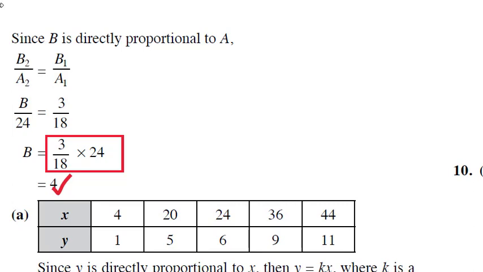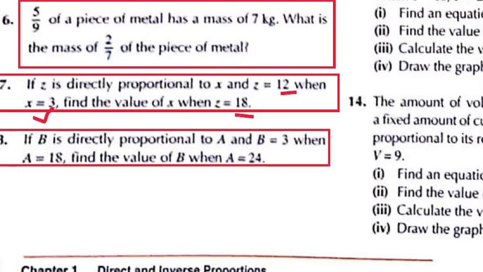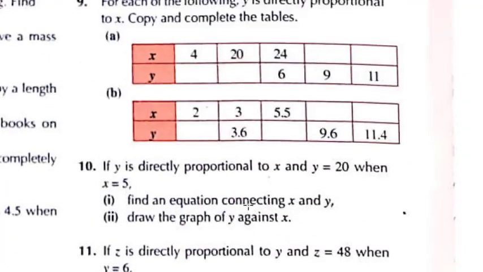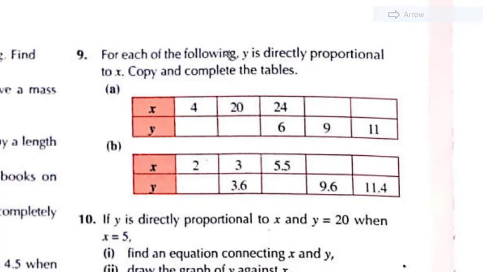Okay, then go to the next question, and this is 9. For each of the following, y is directly proportional to x. Copy and complete the tables. For this type of question, when tables are given with values for x and y, you have to draw the table and then solve the question, incorporating all the values for filling in the blanks. So first of all, start the solution. Draw the table and then write down what condition is given here.